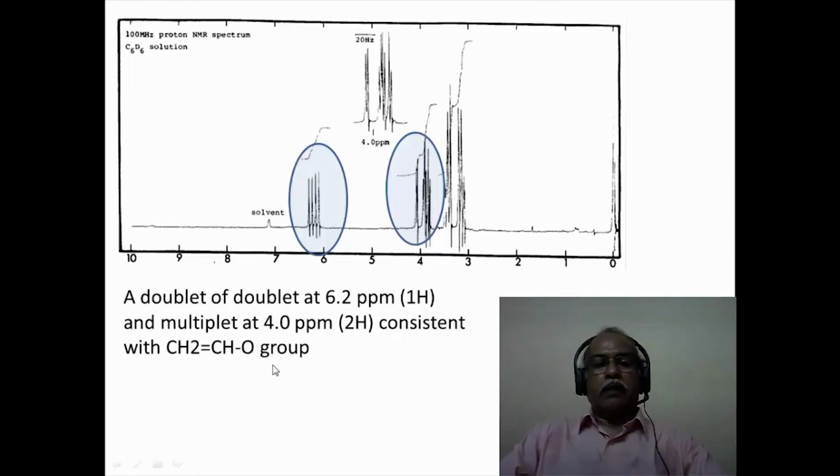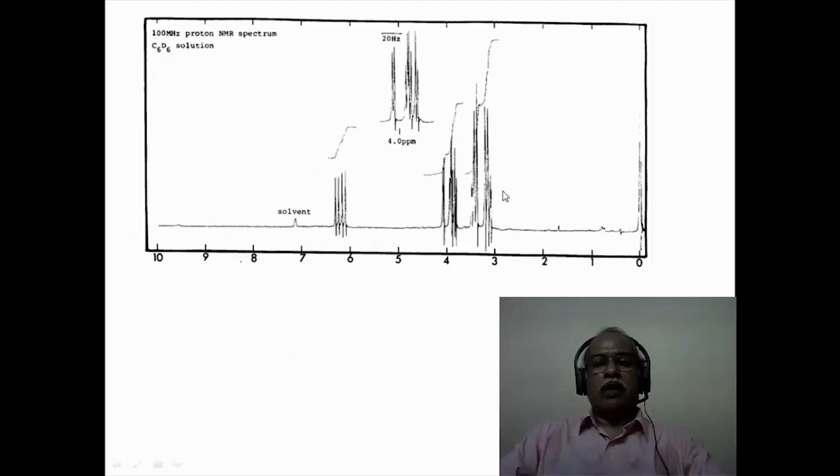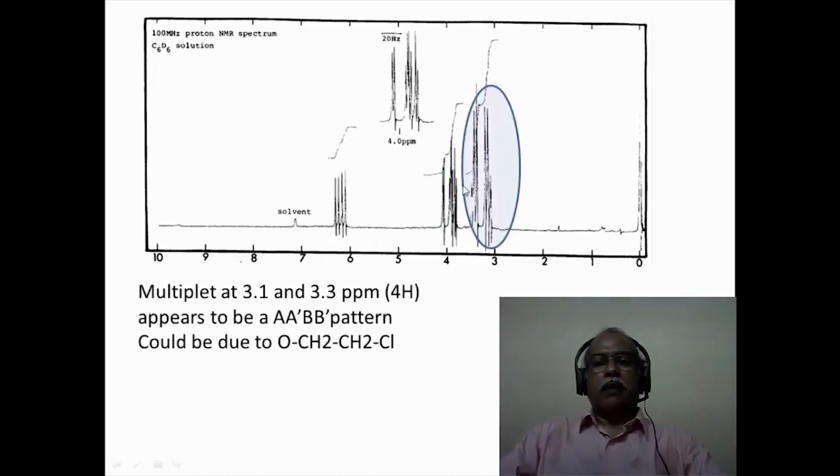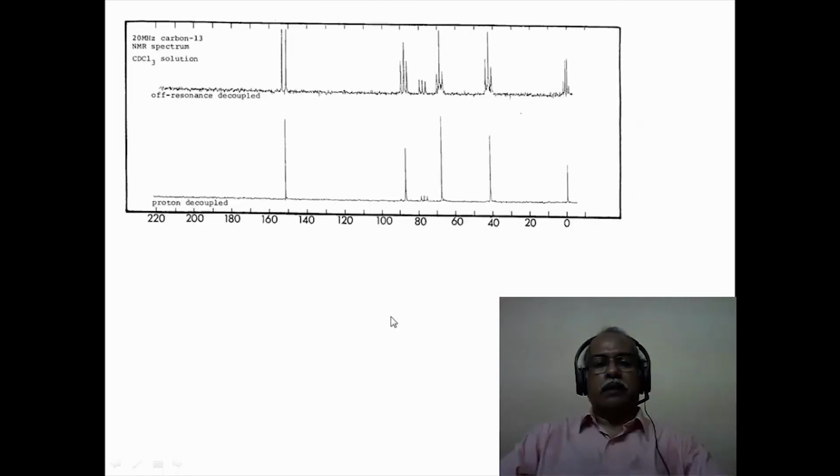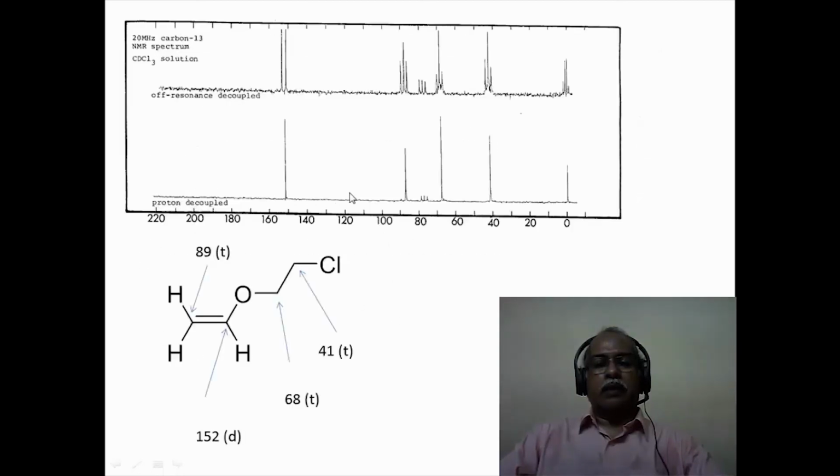Here again, the beta hydrogens with respect to the vinyl ether are highly shielded, and the hydrogen alpha to the oxygen is highly deshielded. So there is a large chemical shift difference between the CH and the CH2 hydrogens in this particular molecule. Finally, the CH2CH2Cl is very clearly seen as an AA' BB' pattern in the proton NMR spectrum, and the entire structure is now confirmed with the carbon-13 spectrum.